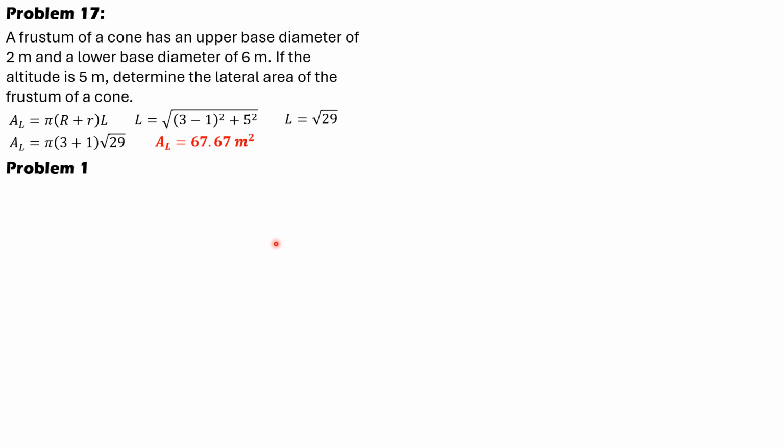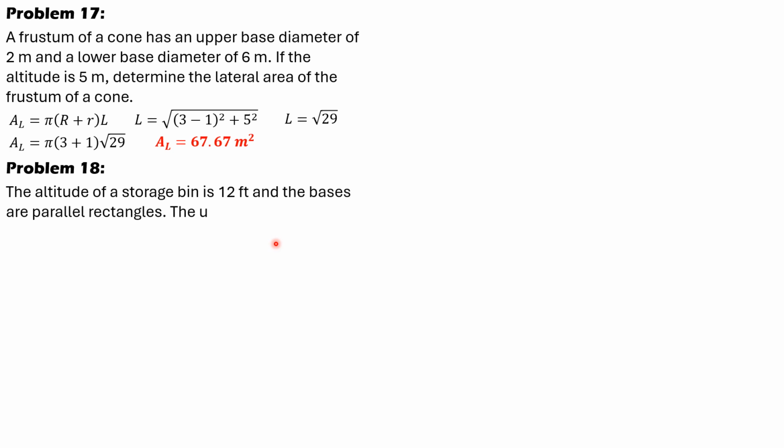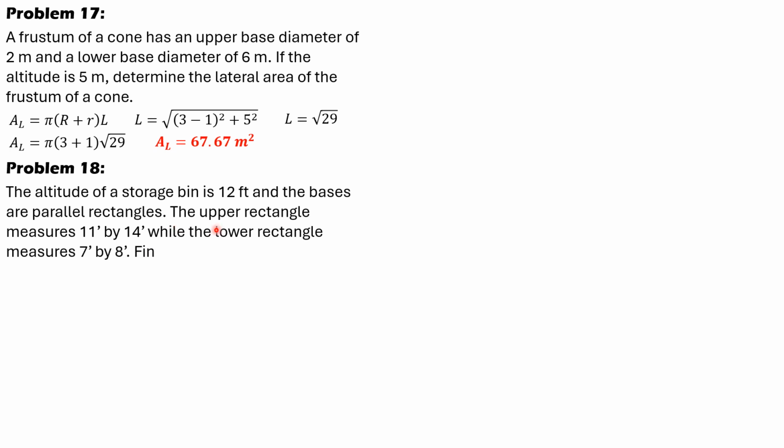Problem 18. The altitude of a storage bin is 12 feet and the bases are parallel rectangles. The upper rectangle measures 11 feet by 14 feet while the lower rectangle measures 7 feet by 8 feet. Find the capacity of the bin. This is not a frustum of a pyramid because the dimensions are not proportional.